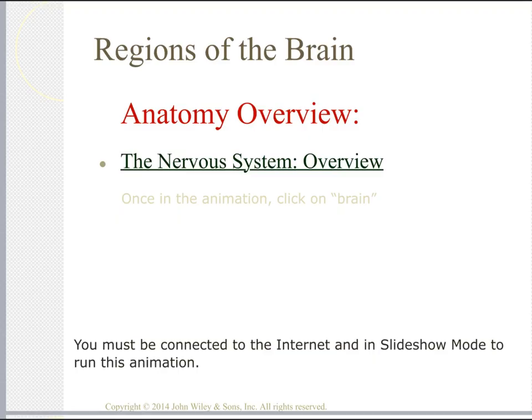Now, you have a little hyperlink here. This is an animation for the brain. It runs through an overview of the nervous system, and you can click on this through your slide sorter. Now, again, remember, you must be connected to the internet in order to run this slideshow, and you must be in slideshow mode in order to see this animation.